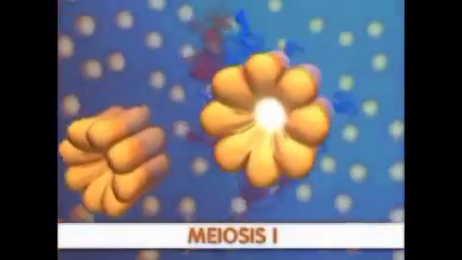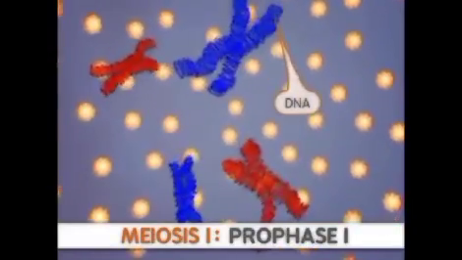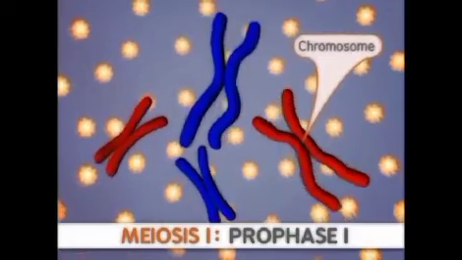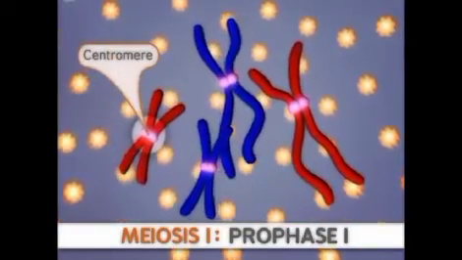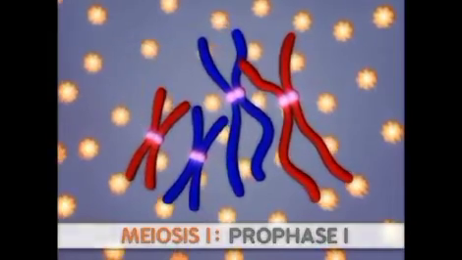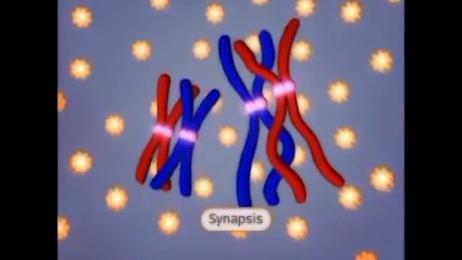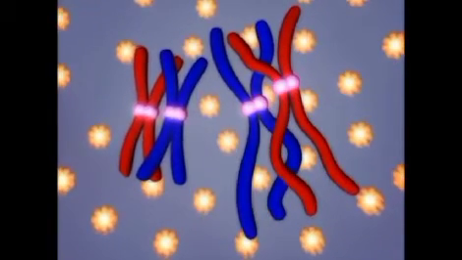Meiosis begins with prophase I. In this stage, the DNA condenses to form chromosomes. Here we see the duplicated sister chromatids joined together at the centromere. They stay fused at the centromere throughout meiosis I. Next, each pair of homologous chromosomes undergoes synapsis to form a complex involving two pairs of sister chromatids.